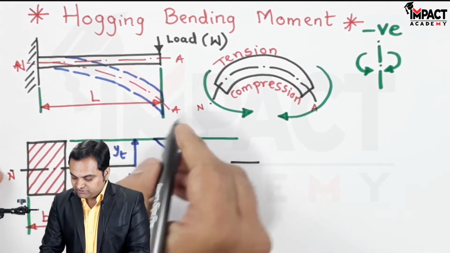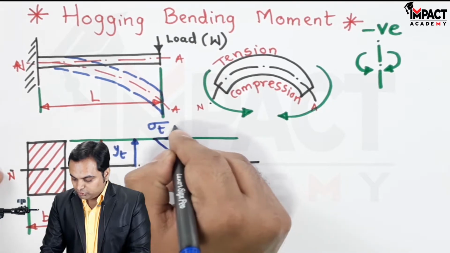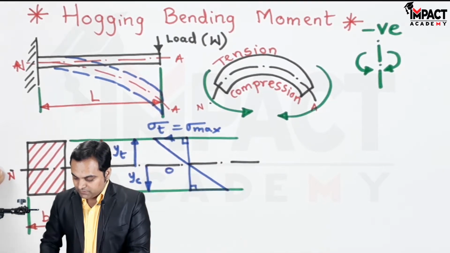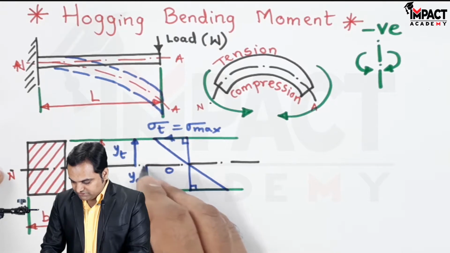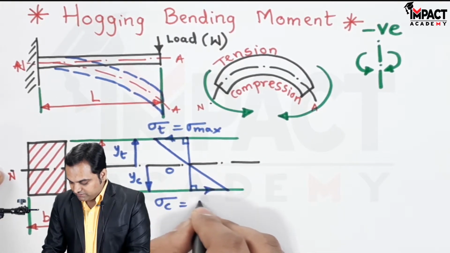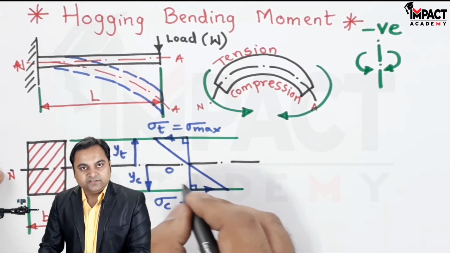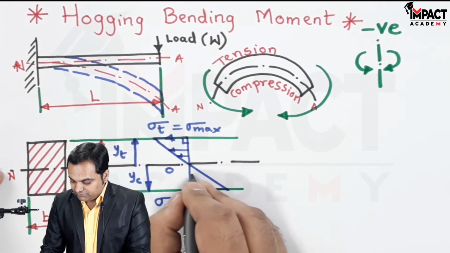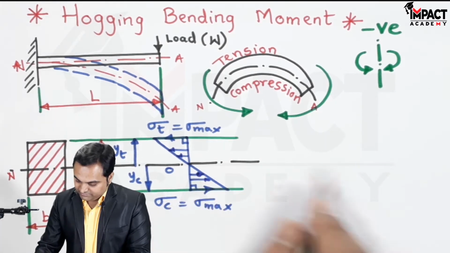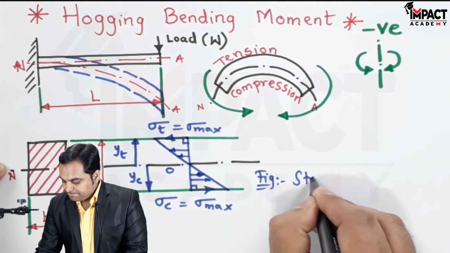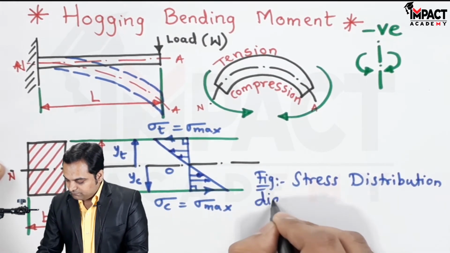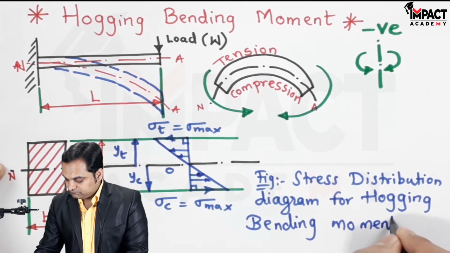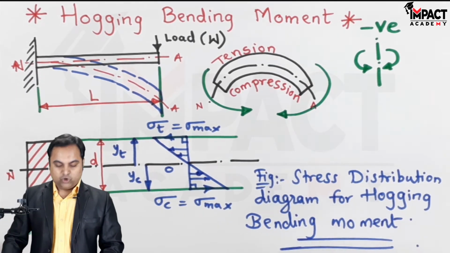Like tensile stress is going towards left, denoted as sigma T. At the top it is maximum because Y value is maximum. At the center the stress is zero. Then at the bottom, since the distance is YC, so the stress is sigma C, which is again the maximum compressive stress. As we see in this diagram, the moment we go on increasing the distance Y from the neutral axis, the stress value increases and reaches the maximum value at the top and at the bottom. So this is the stress distribution diagram for hogging bending moment.